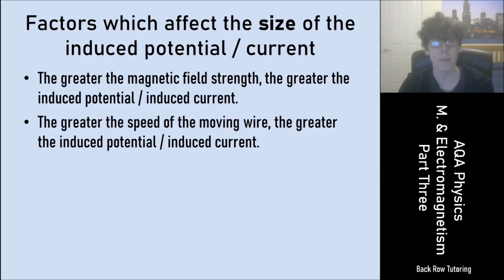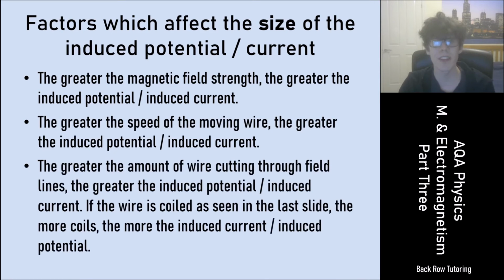The greater the speed of the moving wire, the greater the induced potential. And the greater the amount of wire cutting through the field lines, the greater the induced potential. If the wire is coiled, as seen in the last slide, the more coils, the more the induced current or induced potential. So these are the three factors which affect the size of the induced potential: the magnetic field strength, the speed of the moving conductor, and the amount of wire which cuts through the field lines.